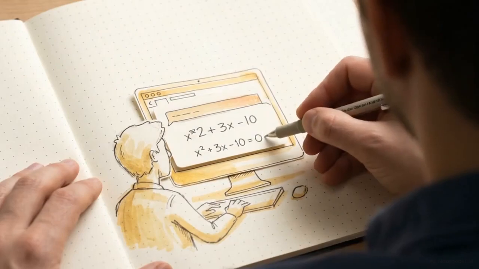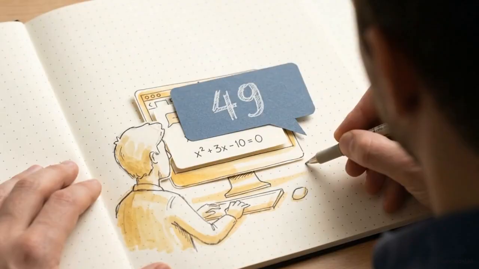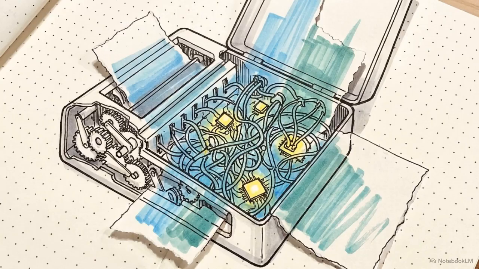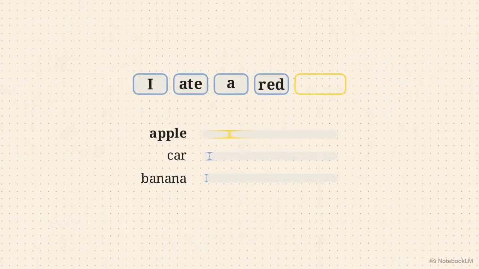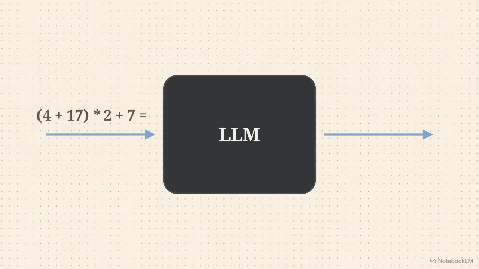Type an equation into a modern AI, and the answer appears almost instantly. On the surface, it looks like it's doing math, but under the hood, large language models don't calculate the way a calculator does. They are trained to do exactly one thing: predict the next most likely word or token in a sequence.